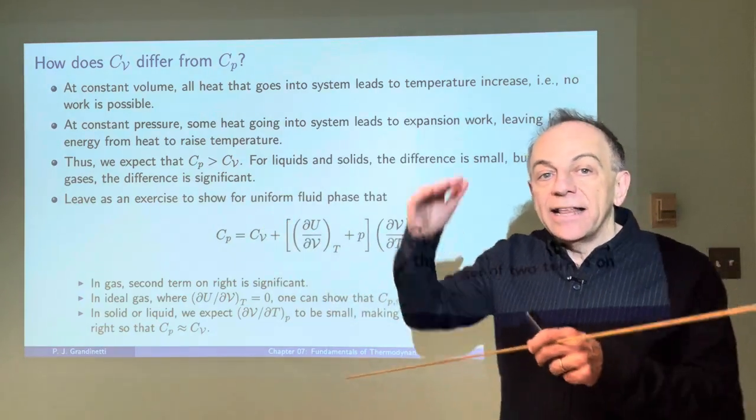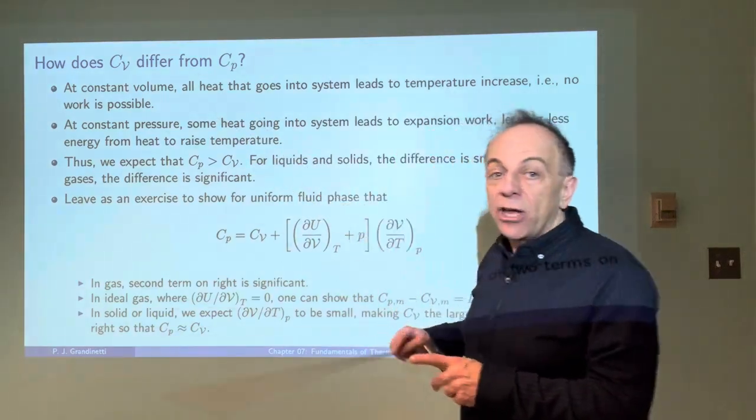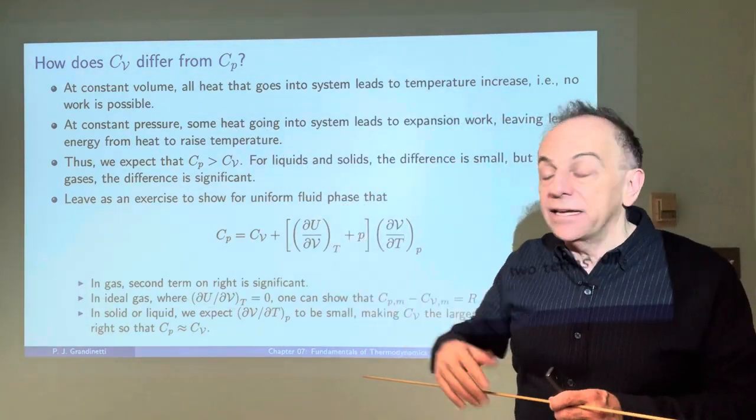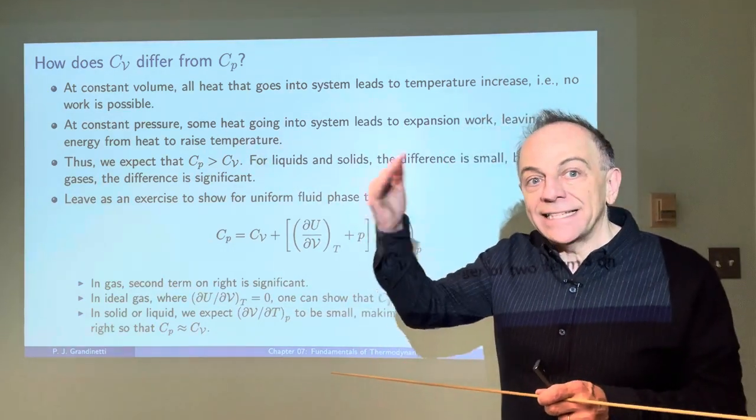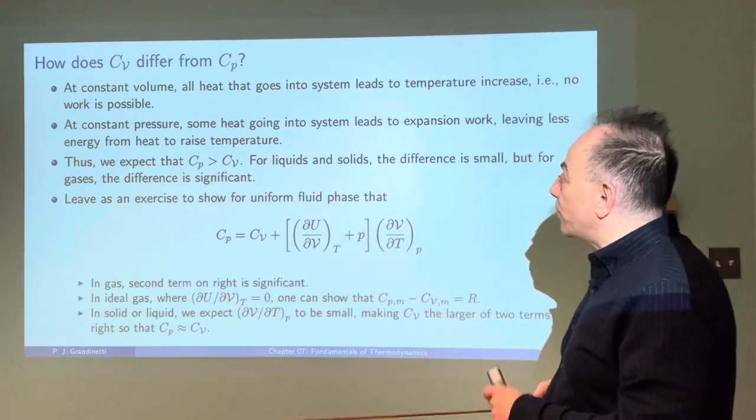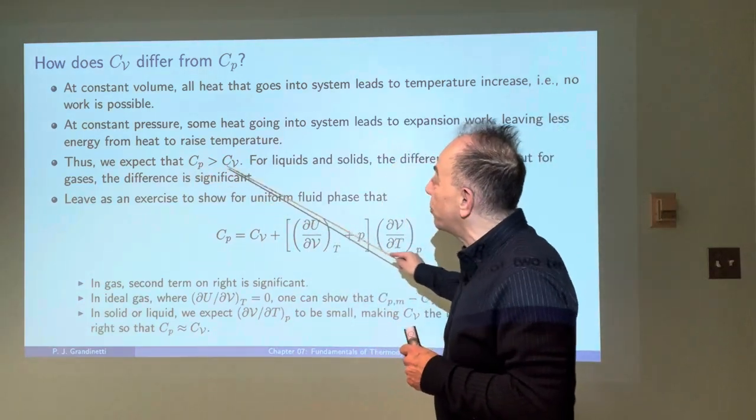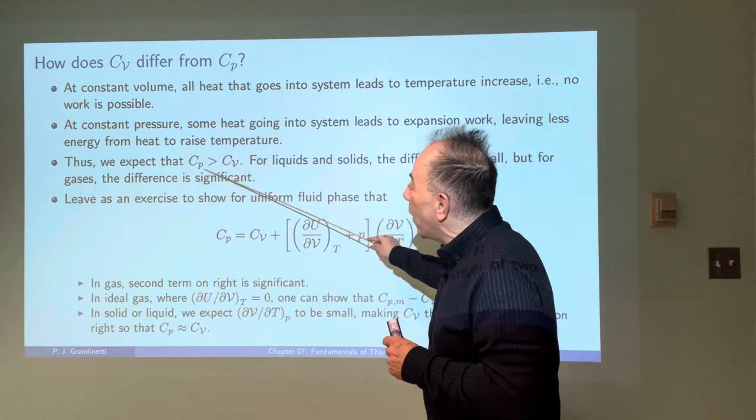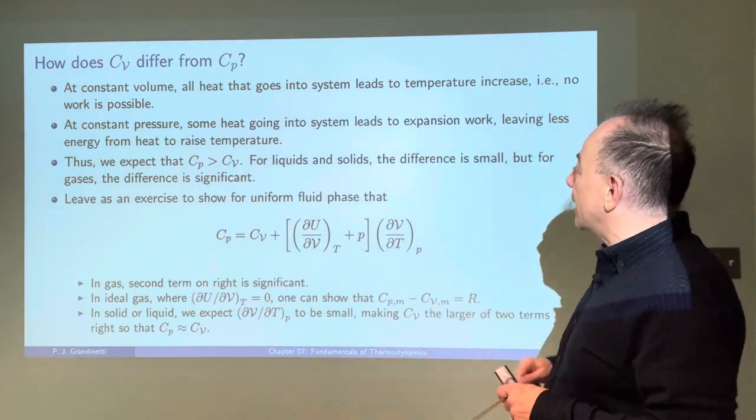So if you wanted to get the same temperature change as you would get with a constant volume case, you'd have to put more heat in at a constant pressure to get the same temperature increase, because you're losing energy due to the work that's being produced. So we expect that in general the heat capacity at constant pressure is going to be greater than the heat capacity at constant volume, or when there's no work allowed.